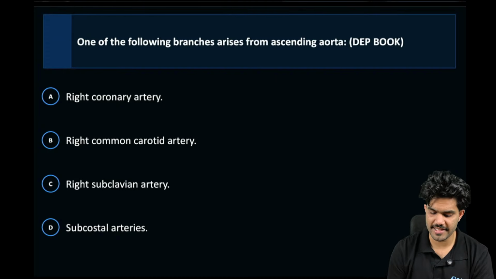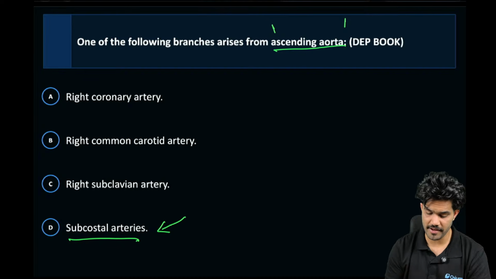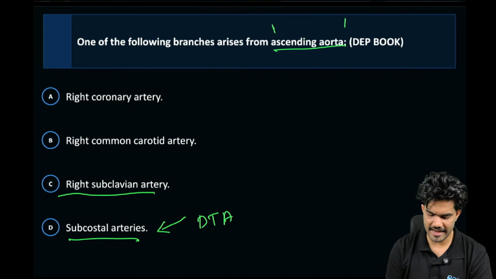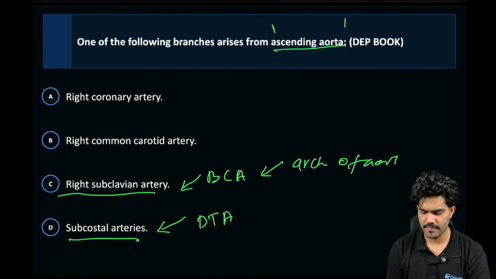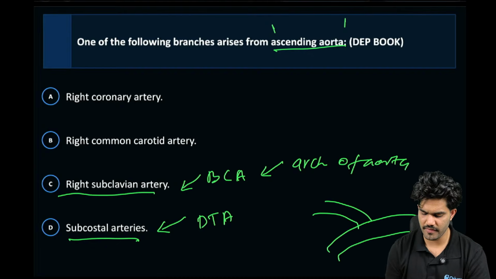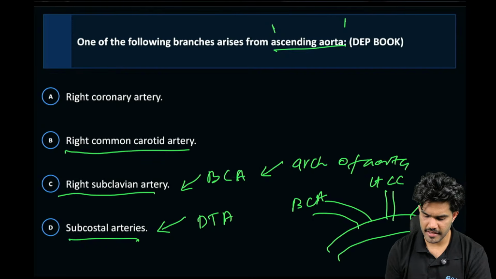One of the following branches arises from the ascending aorta. Simple and easy question, guys. Just think about it. Subcostal artery, where is it arising from? Descending thoracic aorta. Right subclavian artery arises from the brachiocephalic artery, and the brachiocephalic artery from the arch of aorta. I have told you, it is brachiocephalic, common carotid, subclavian. Brachiocephalic artery, left common carotid, left subclavian. So the right common carotid artery is from the brachiocephalic artery.